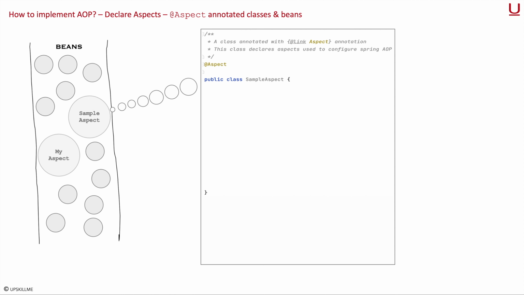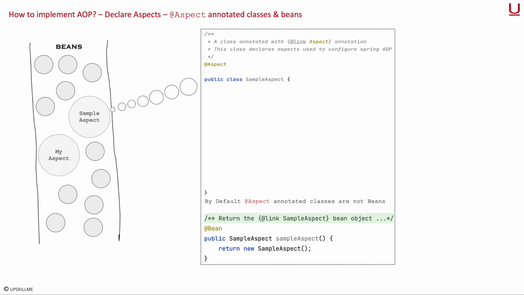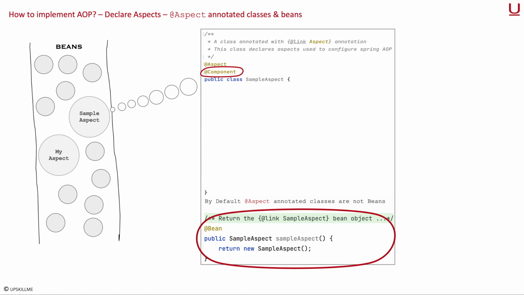By default, any class annotated with the Aspect annotation is not treated as a bean within the Spring IOC container. We either need to manually declare them as beans using a bean annotated method or add any Spring stereotype annotations so they can be eligible for auto detection through component scanning, as this example shows.